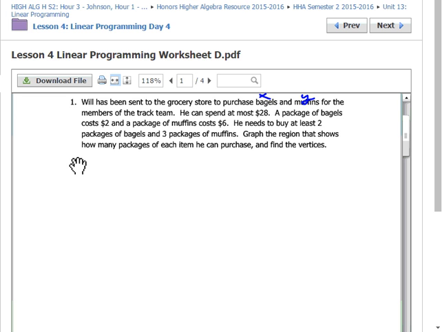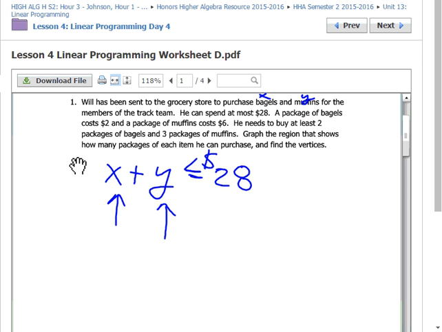And he can spend at most $28. Here's a common mistake answer: X plus Y is less than or equal. That's even pretty close to right, but it's wrong, because X is how many bagels you have, and Y is how many muffins you have. How can how many bagels plus how many muffins make a dollar amount? It can't. So that's a wrong answer that people put a lot of times. How can I make it so it is a dollar amount? Yes, sir? 2x plus 6y. There you go. That is a right equation.